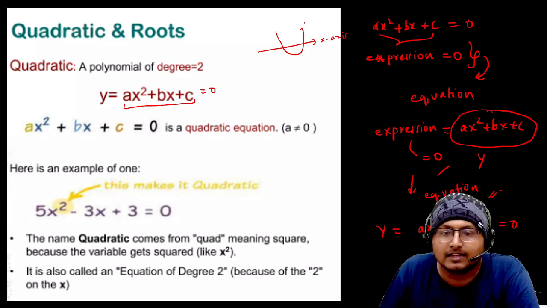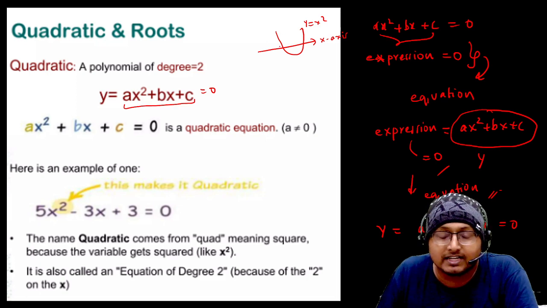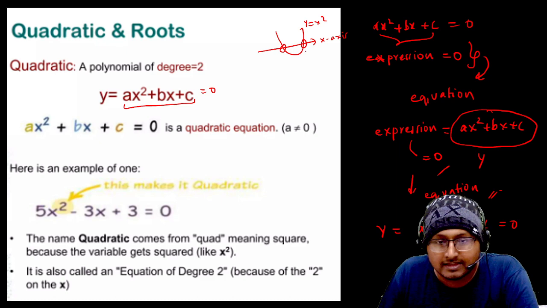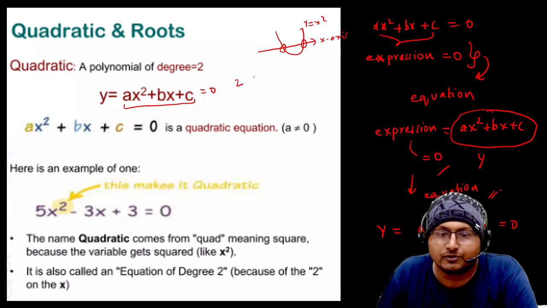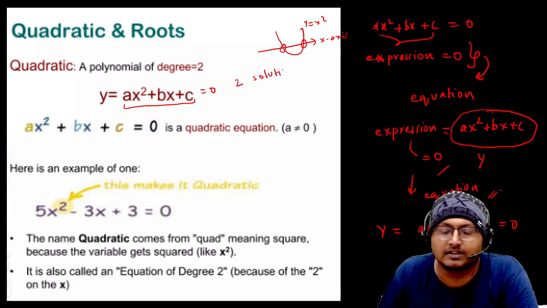This is the x-axis. This is y equal to x square. So how many points is the curve touching the x-axis at? Two points, right? Here also it is touching, here also it is touching. Hence, this equation will have two solutions. That is the thing.